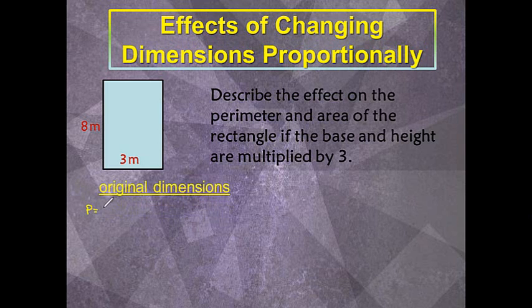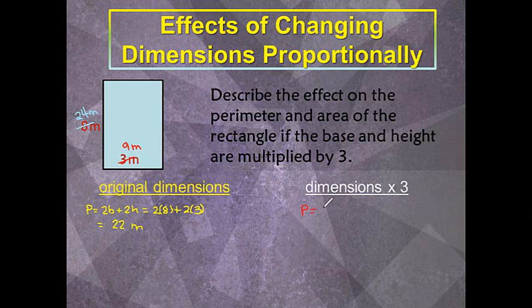Remember, perimeter of a rectangle is 2 times the base plus 2 times the height. So in this case, I'd have 2 times 8 plus 2 times 3. And I end up with a perimeter of 22 meters. Now let's look at that if we were to multiply the dimensions by 3. So to multiply these dimensions by 3, I'd end up with a base of 24 meters, and I'd end up with a height of 9 meters.